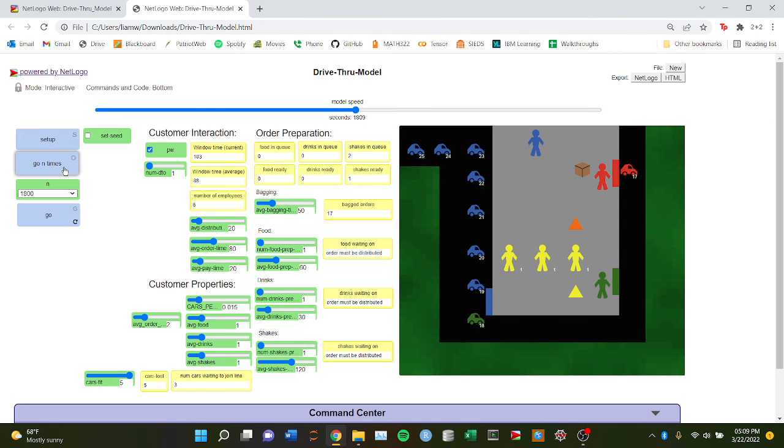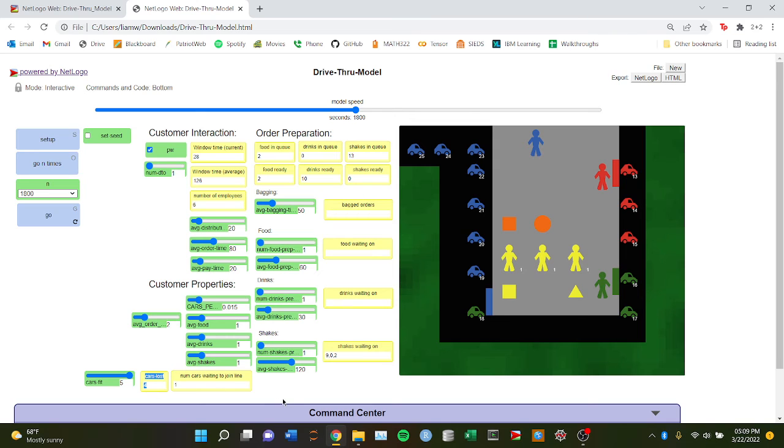Forgot to change the seed. Yeah, you see, if I just press like this, man, look at those order lengths. I mean, you can see some of them are clear back here. Now, this gives me an opportunity right here to talk about the cars lost. The cars lost is 4 right now. 4 cars lost. How did that happen?